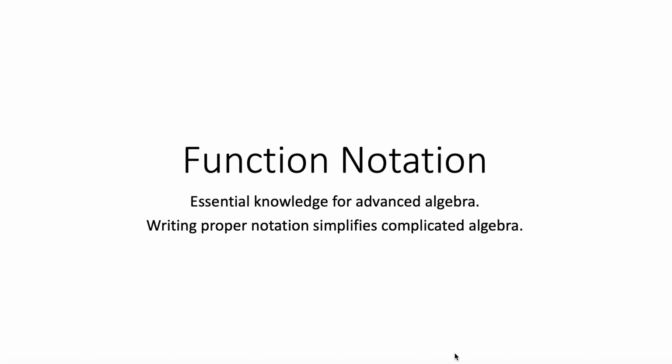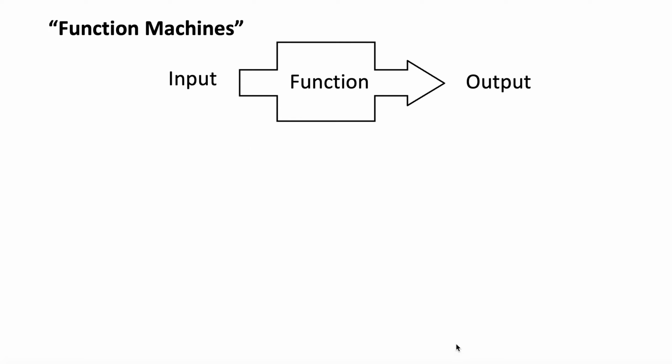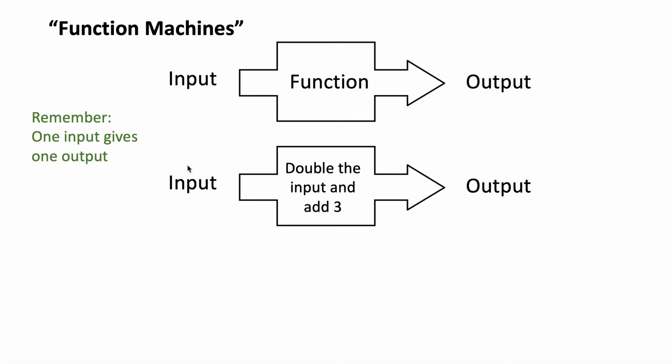Hi everyone, in this video we'll be reviewing function notation to set us up for some more difficult stuff we'll be doing soon, and just to show how it makes life easier. So first we want to remember what a function is, and I like to use the analogy of a function machine. You put an input into a function, it spits you out an output. The definition of a function always says one input gives one output.